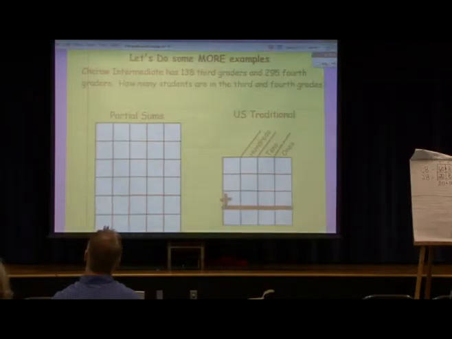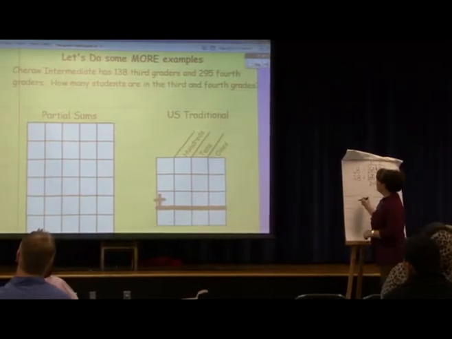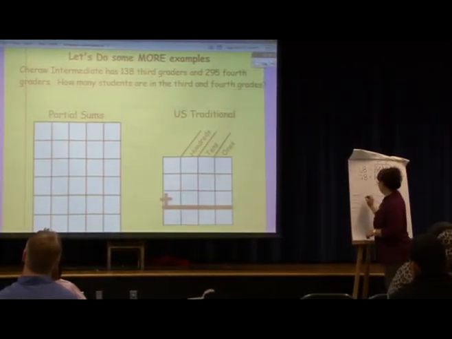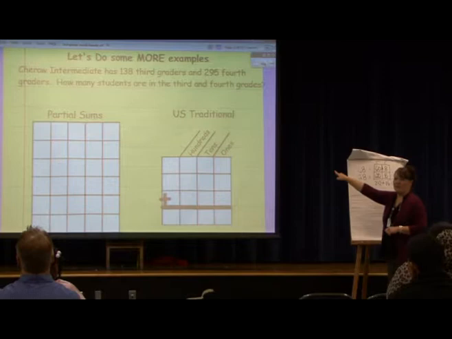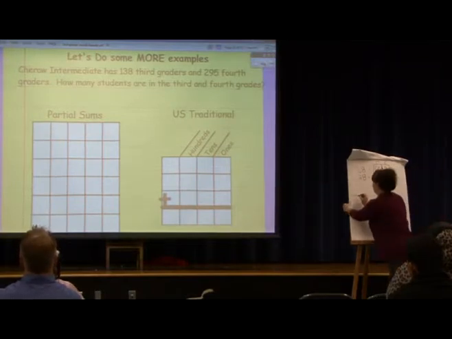All right. Charter Intermediate has 138 third graders and 295 fourth graders. How many students are in the third and fourth grades? All right. Partial sums. So let's start with the traditional method. So that's what most of you are going to be most comfortable with. So I'm going to write tradition.